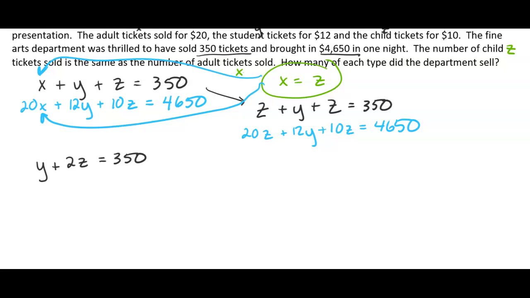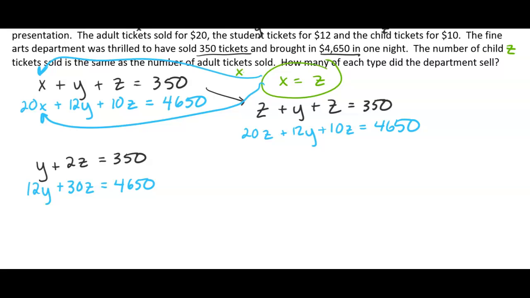And then in the bottom one, I have 12Y. Now notice I want to keep the Y's in alignment and the Z's in alignment. Plus 30Z equals 4,650. Oh man, I forgot to write it in blue. I was all excited. Probably knew which equation was which, but okay, so that's what we have there.